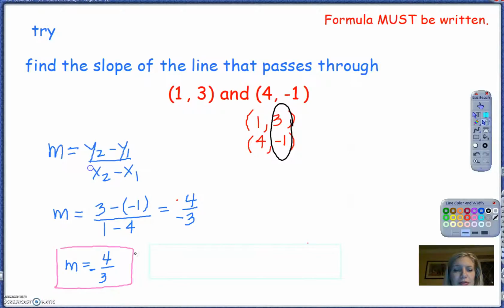You should get your slope, your m, is negative 4/3. Make sure you keep it as a fraction. We do not write slope as anything other than a fraction. No mixed numbers, no decimals. So they're always a fraction, a number over a number. Okay, hopefully you got that right and you did well. We're going to practice more in class.